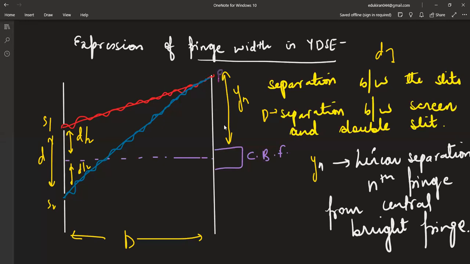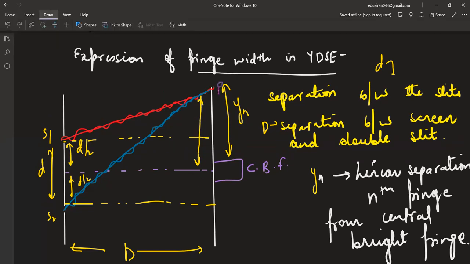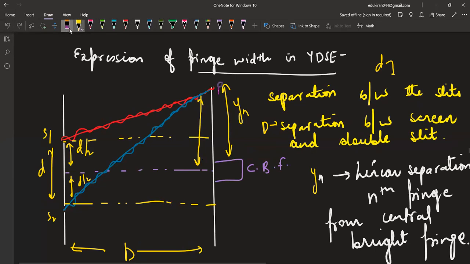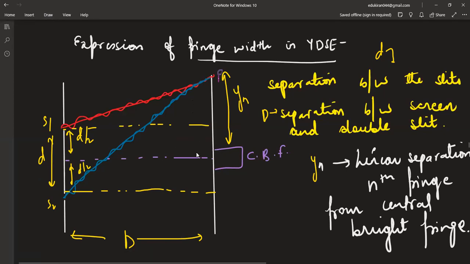So if this is yn, all right, I am marking 2 points, one from this slit and one from this slit. So if total was yn, d by 2 I have subtracted. So this entire portion is yn. Understood? And this small portion which is left, this is d by 2. So the portion that is left will be yn minus d by 2.